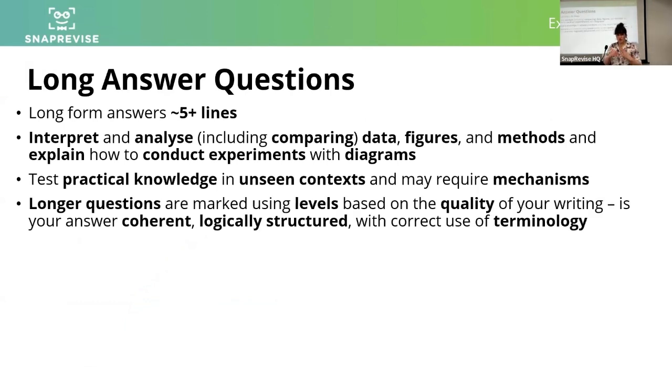Longer questions, especially the proper long form 6 and above, are marked using levels based on the quality of your writing. Is your answer coherent, logically structured, and with correct use of terminology? If it's not, you won't get full marks. Even if all of your chemistry is correct, if it's not coherent or logically structured, you can't get full marks, which is rubbish. It's all to prep for if you go to write scientific papers or reports when you're older in your job. You need to make sure that you can present information in a logical and coherent way.